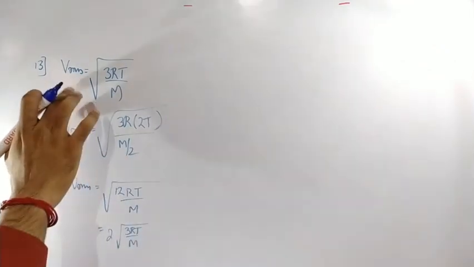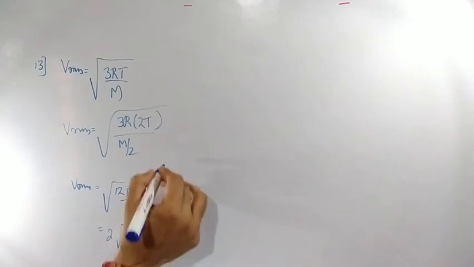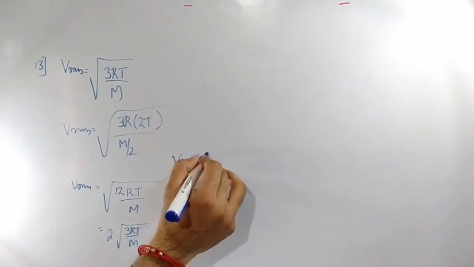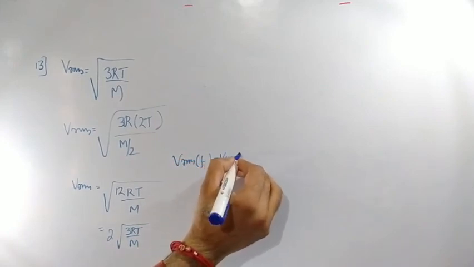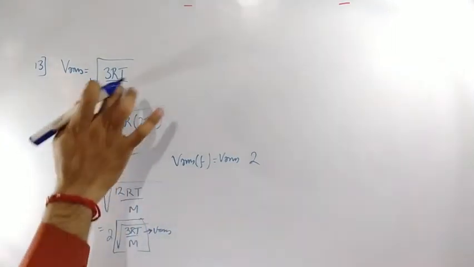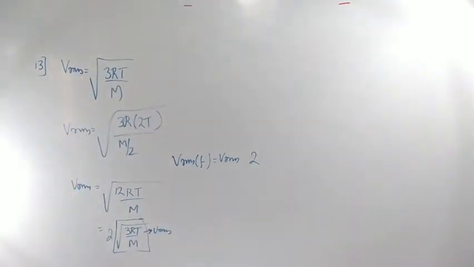Root of 3RT by M is nothing but what? VRMS. So the final VRMS is nothing but VRMS times 2, because this root of 3RT divided by M is nothing but VRMS here. 2 times VRMS. So in the options they have given 2V, root of 2V, like that. The value will become 2 times V, where V is nothing but VRMS.